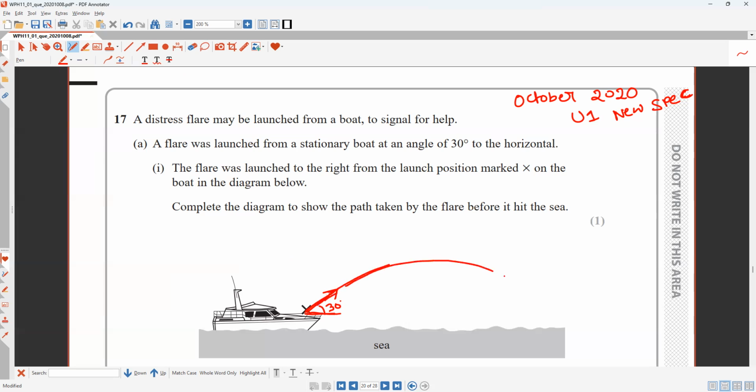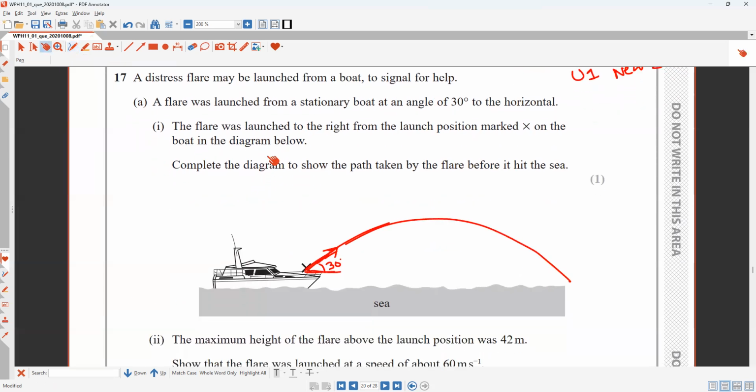So you have to just draw a parabola over here. Fine. Part A is easy, right, guys? Part A you guys understood, no? Guys, understood, right? Yes. Yes.